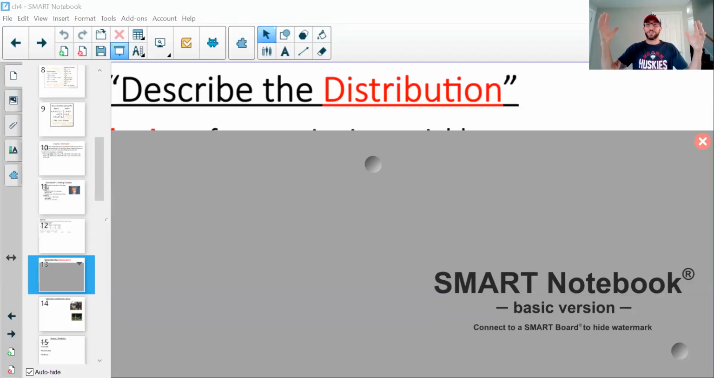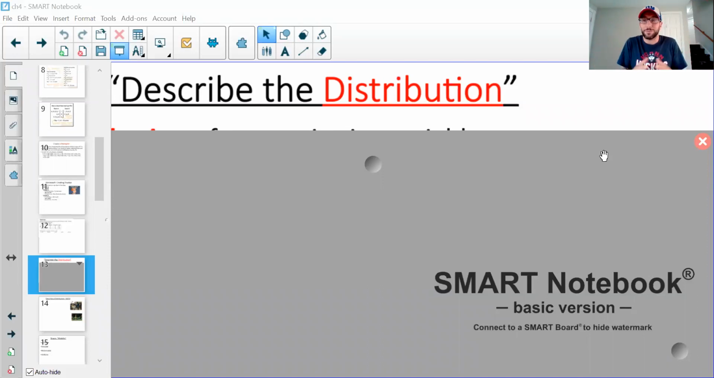So jumping in. We're transitioning right from we've been spending a lot of time making graphical displays, histograms, dot plots, stem plots, box plots, and now we want to start to write about those things. We want to start to describe the distribution. And again, for some of us, this is a repeat from yesterday, so you can kind of skip ahead as needed. But anyways, describe the distribution.